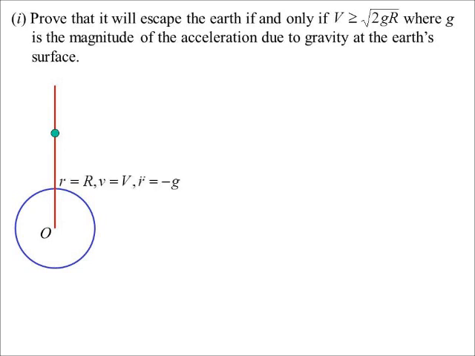I know at the Earth's surface, little r is equal to capital R. I know the initial velocity at that point was capital V. I also know the acceleration is negative g at the Earth's surface. I also know that should this particle stop at its maximum height, velocity will equal 0.